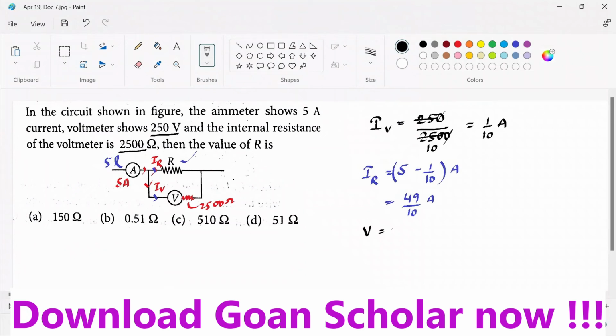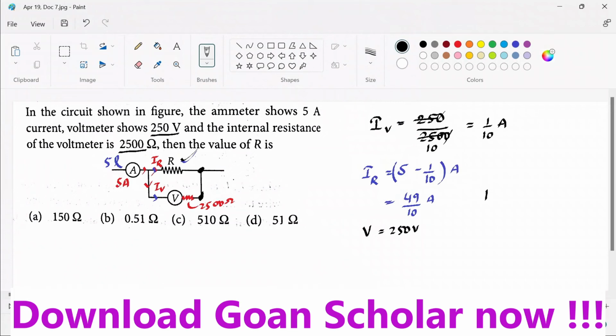But sir, it's not written anywhere. But you should know that voltage in case of parallel combination remains the same. So this voltmeter is showing the voltage across this resistance itself. So voltage across this resistance is 250 volt. And current across this one, we already found, 49 by 10. Can we find the resistance value?